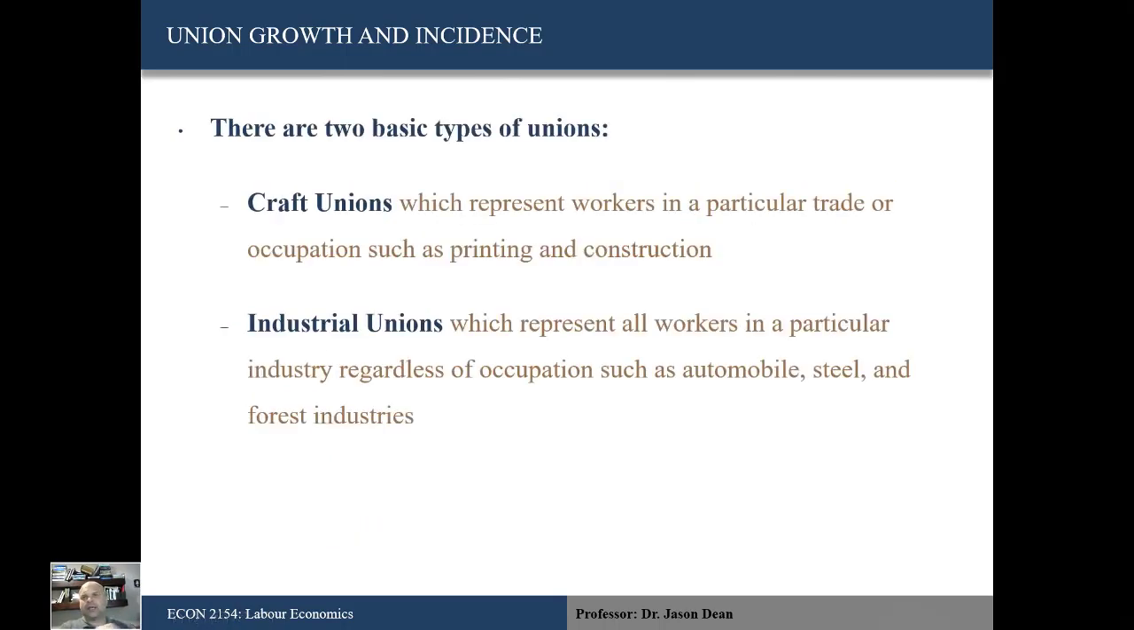There are two basic types of unions: craft unions, which represent workers in a particular trade or occupation. So this could be something like the printing occupations, construction occupations. There are many of these types of trades, and many of them are unionized. Industrial unions represent all workers in a particular industry, and unlike the first one, it's regardless of occupation. So these would be such industries as automobiles, steel, and forest industry, and many more.